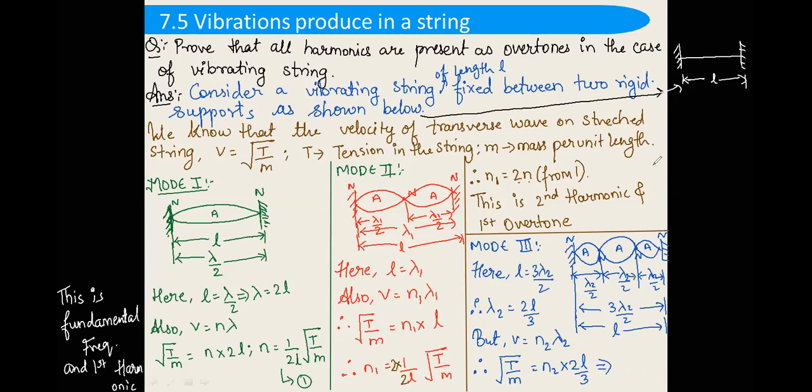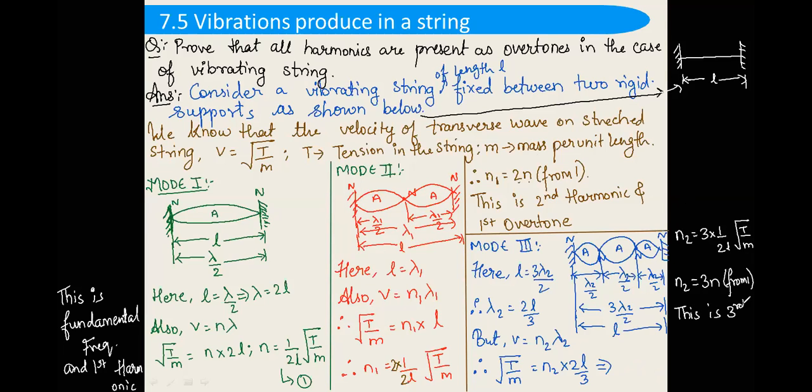So this implies the value of N2 is equal to 3 into 1 upon 2L under root of T by N. So this is what N2. N2 will be equal to 3 into 1 upon 2L under root of T by N. According to equation 1, it is N, the fundamental frequency. So from 1, what we get is 3 multiplied by N.